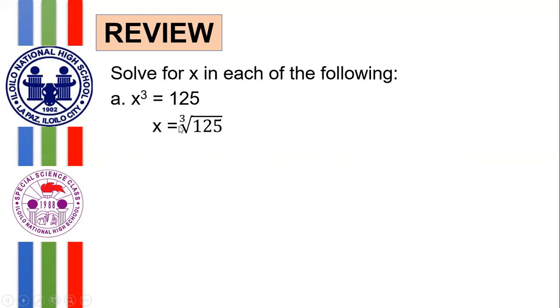And be reminded, I hope you could still remember some terms. This thing here is called your radical sign. This 3, this small number here, is what you call the index of your root. And this 125, which is under your radical sign, is what you call the radicand. If you could still remember, 5 cubed is equal to 125, and thus x is equal to 5, because the cube root of 125 is 5.